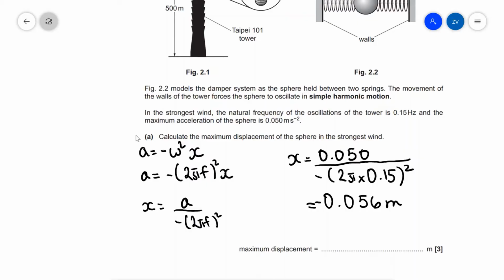Now the sign just tells us whether the displacement is positive or negative, whether we are on this side or on this side over here. But in general, the magnitude of our maximum displacement is going to be 0.056.